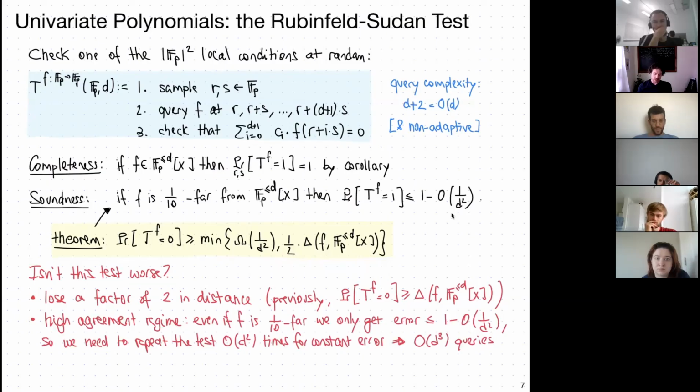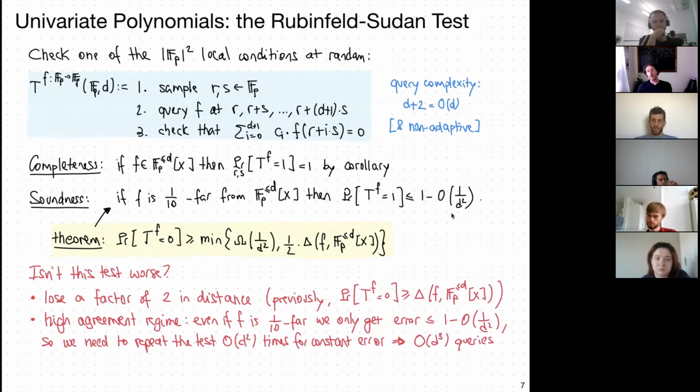And what do I mean by that? We have this term, which is actually quite a bit of a problem, right? Because it means that we can actually accept something which is far from being a low-degree polynomial with pretty high probability. Maybe we'll accept with probability 90% instead of 1.